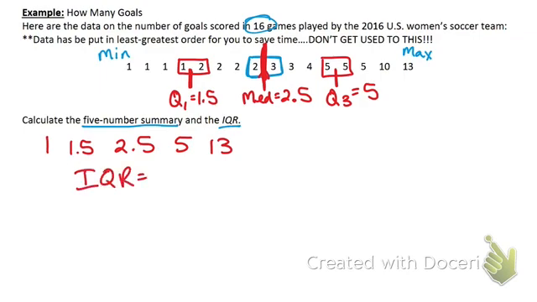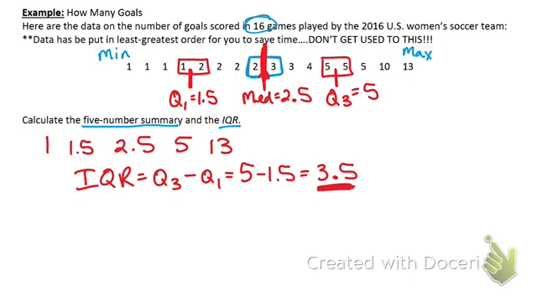What is the IQR? First of all, how do you find the IQR? Subtract Q3 minus Q1. What is Q3? 5. What is Q1? 1.5. Sorry, 5 minus 1.5? 3.5. The interquartile range is 3.5.